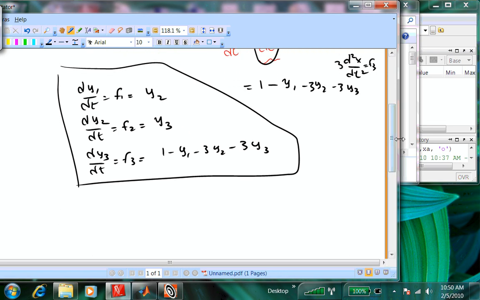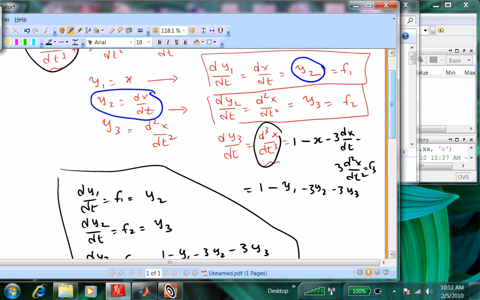Any questions on that? Now what we need, before I can go and program this into MATLAB, so we saw how to get it analytically using Laplace transform, now we are saying how to solve the same thing in MATLAB. You're saying it's ODE45. Before I do that, I need an initial condition for y1, y2, and y3. What are the initial conditions?